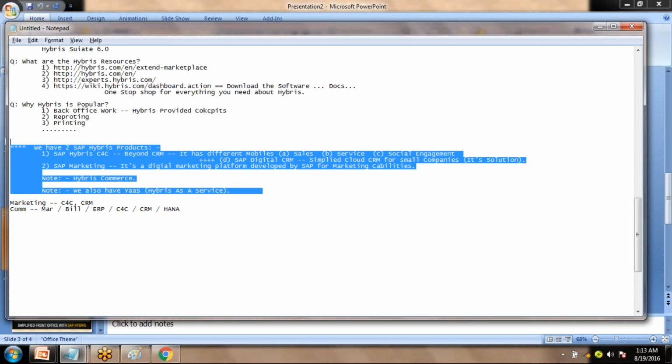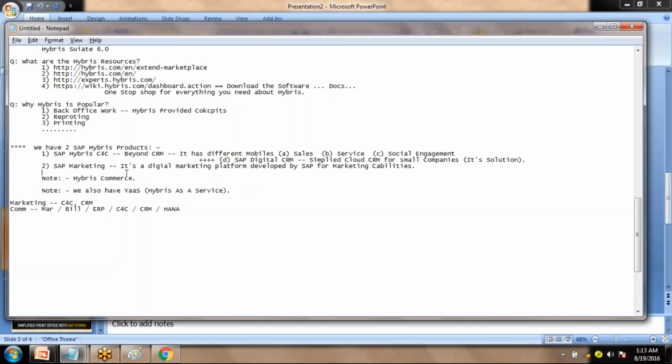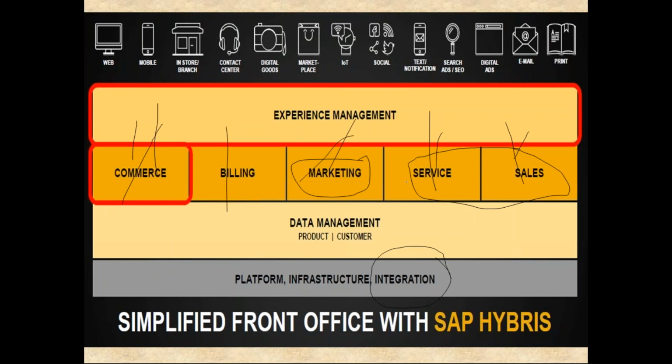And the biggest advantage with Hybris is integrations. We can do all integrations, like Hybris marketing can integrate with cloud for customer, CRM; commerce can integrate with marketing, billing, ERP, cloud for customer. Cloud for customer means again sales, services and social engagements, CRM, HANA, all these things. So overall, if you look at the architecture, this is how the architecture looks. So there are a lot of integrations.